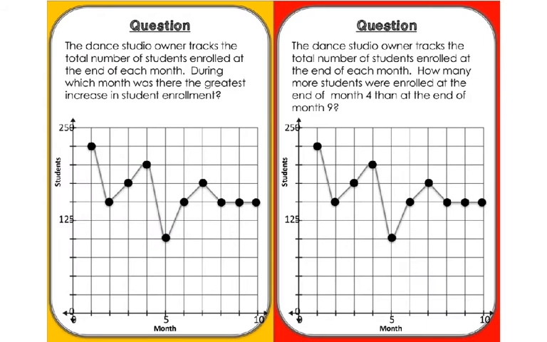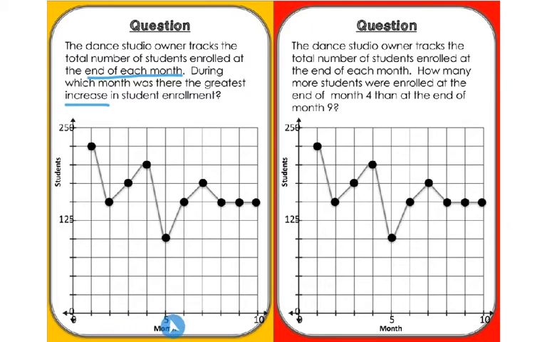All right, these are both the same data, the same graphs with the same data points again. Let's look at the situation here. The dance studio owner tracks the total number of students enrolled at the end of each month. So we see that the end of each month again. So the first question says, during which month was there the greatest increase in student enrollment? Increase means going up.